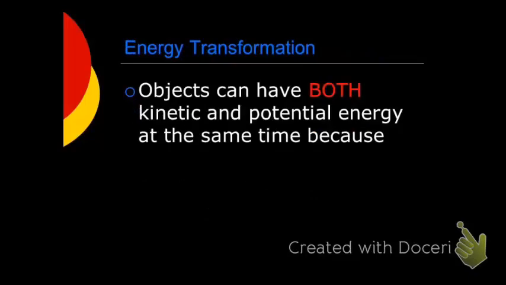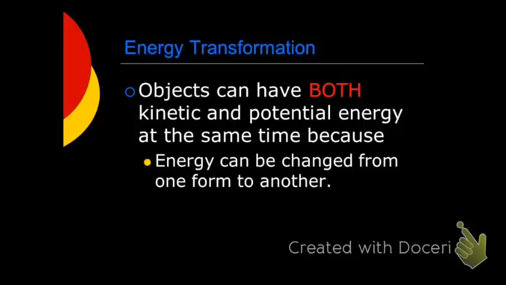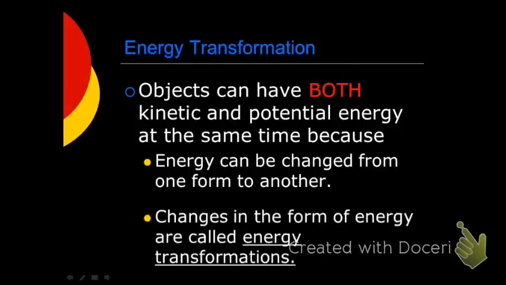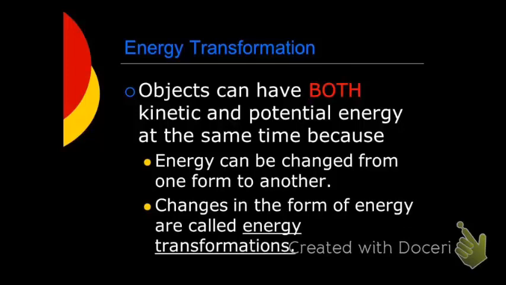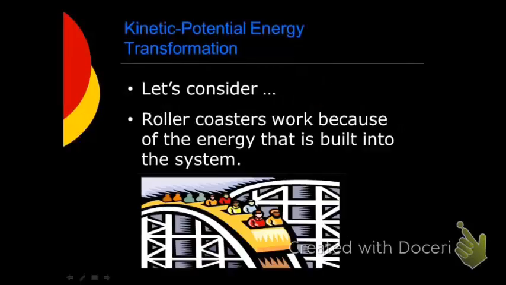Objects can have both kinetic and potential energy at the same time because energy can be changed from one form to another. What was the word for that? What was the word that meant to change? It was a trans word. Conversion. Conversion works, or transform, like transformers. Changes in the form of energy are called energy transformations. So transform, transformation. Let's consider a roller coaster.